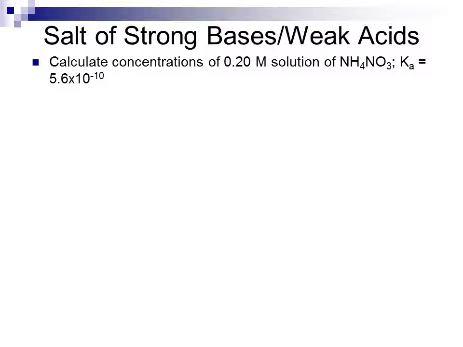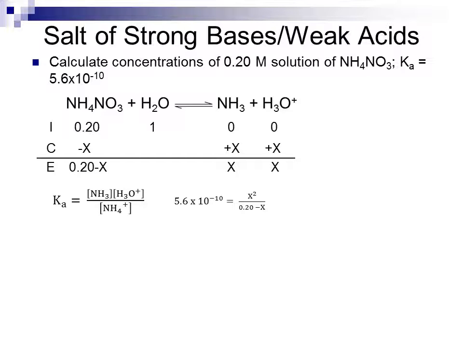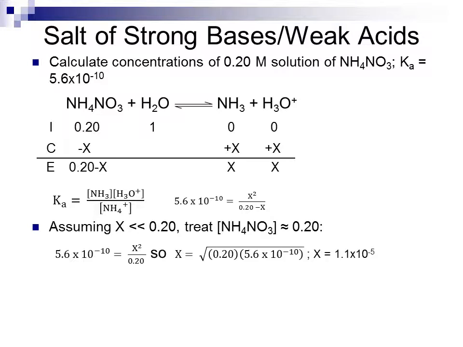Calculating concentrations of a 0.2 molar solution of ammonium nitrate, for example, with a Ka of 5.6 times 10 to the minus 10, we have an initial concentration of 0.2, and a change to equilibrium of negative x, plus x, plus x. Plugging this into our equilibrium expression, our Ka, 5.6 times 10 to the minus 10, equals x squared over 0.2 minus x. We can assume that x is negligible compared to 0.2, treating NH4NO3 as approximately 0.2 molar.